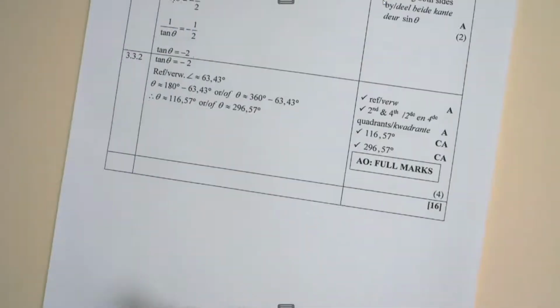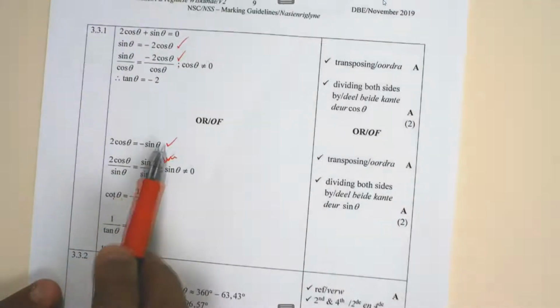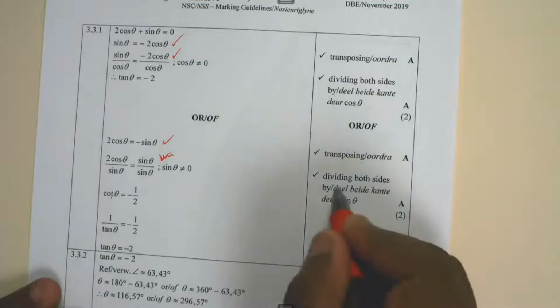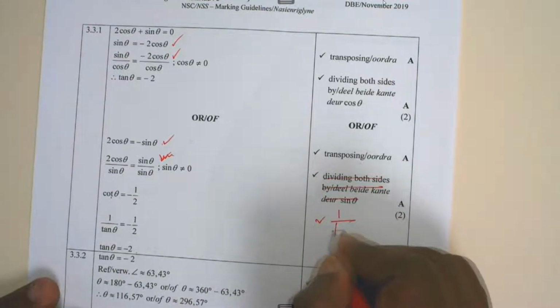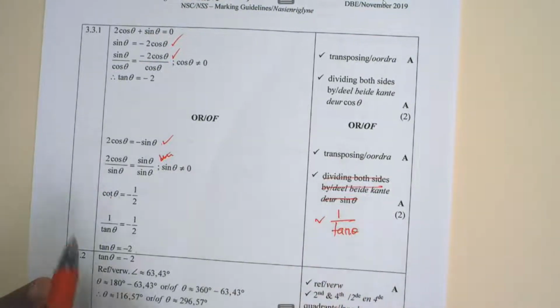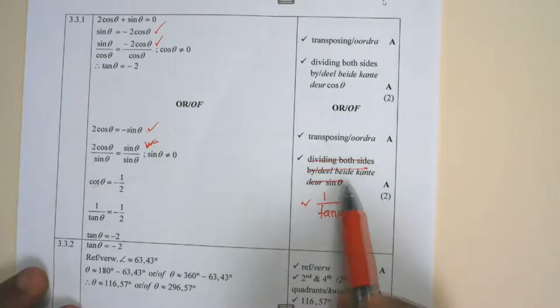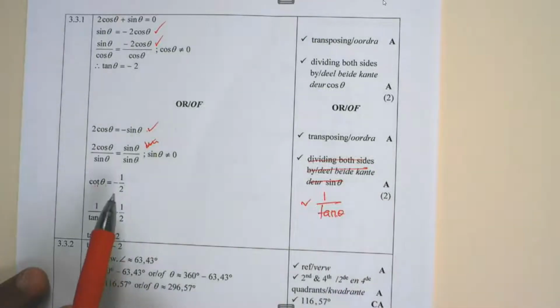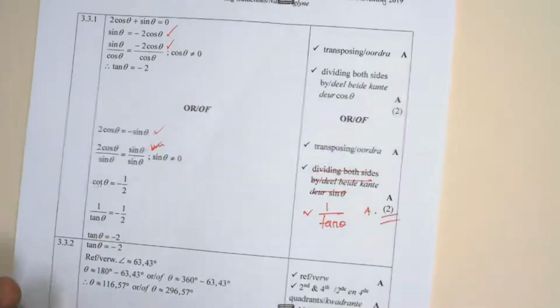Now, colleagues, this doesn't make sense. 1 mark for transposing. The second mark, colleagues, please. The second mark will be for 1 over tangent theta, because this 1 over tangent theta is the one that will change cot to be tangent after you cross multiply. Please take note of that. You don't give a mark for dividing both sides by sine, but you do give a mark for 1 over tan theta. And this is also an accuracy mark, and it will be 2 marks.